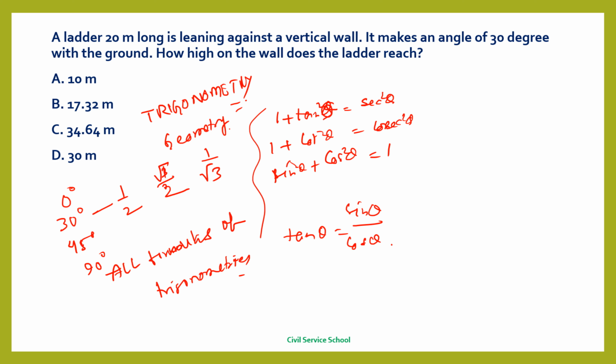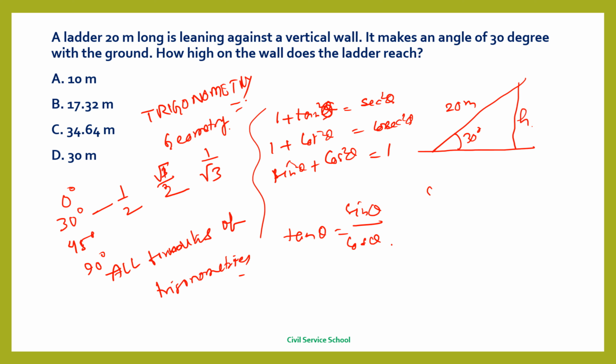A ladder 20 meter long is leaning against a vertical wall. This is 20 meter long. It makes an angle of 30 degree with the ground. This is 30 degree with the ground. How high on the wall does the ladder reach? Means we need this value.